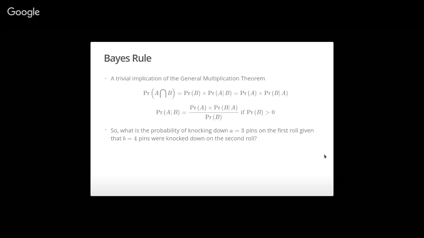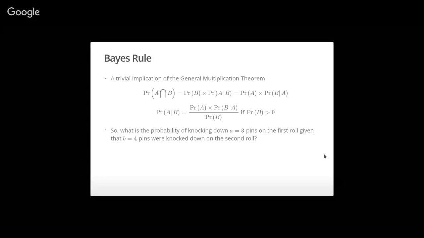Okie dokie. Again, not looking for an exact number here, but what would the process be by which you would figure out what this conditional probability is? Yeah. Could you just plug into the formula right there? You've got the marginal probability of A, which is the probability of 3 in the first roll, times the probability of 4 in the second roll given 3 in the first roll, over the probability of 4 in the second roll.